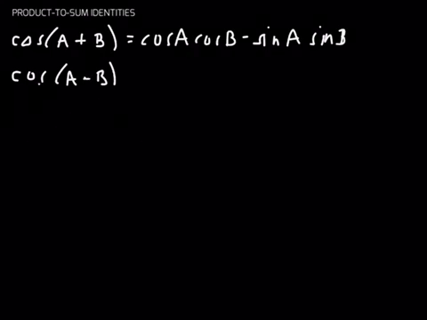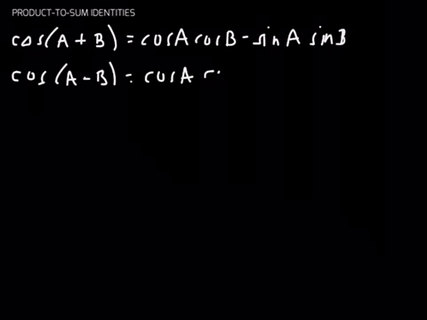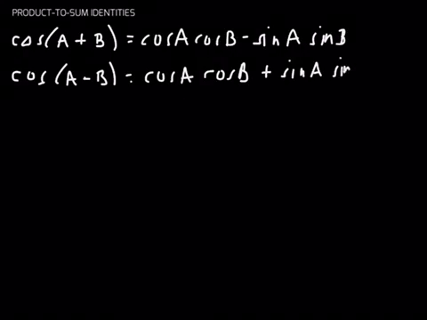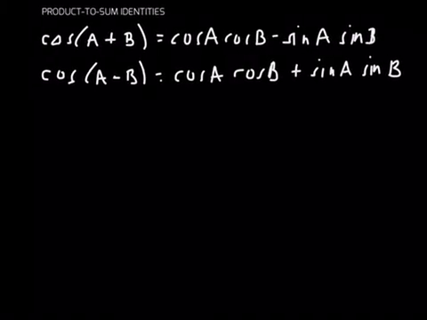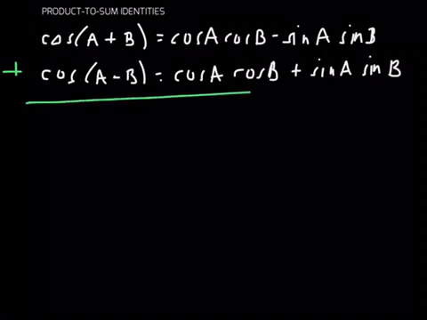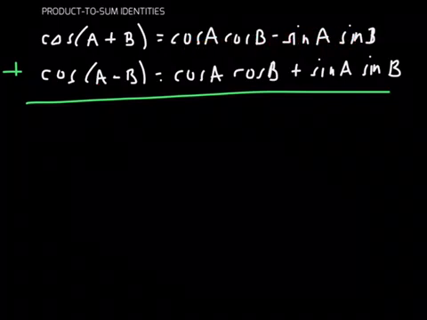Okay. Well, cosine of A minus B is cosine of A cosine of B plus sine of A sine of B. These are identities, right? So what if I asked you to add? I want you to add vertically here, this plus this, all of this plus all of that.